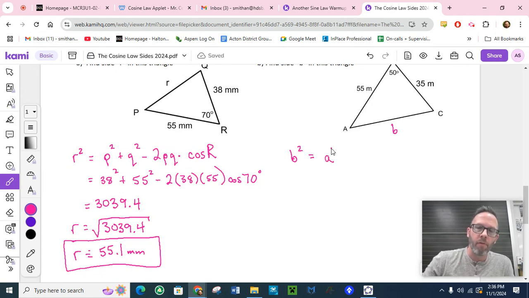All right, here I come. So it's always the other two letters squared, a squared and c squared here. Always subtract 2 times a and then c, times the cosine, this time of angle B.